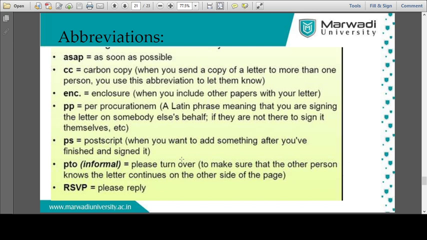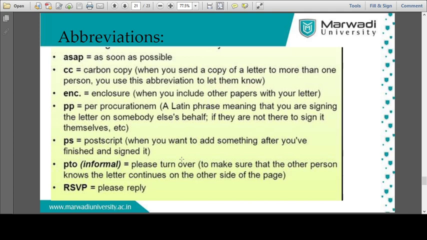But certain abbreviations we can use, and if you are the receiver of a letter, you should know the full forms of these abbreviations. First one is ASAP, as soon as possible. Second is CC, which means carbon copy. When you send a copy of a letter to more than one person, we use this abbreviation to let them know that we have sent the same copy to this or that person. For this reason we use CC.